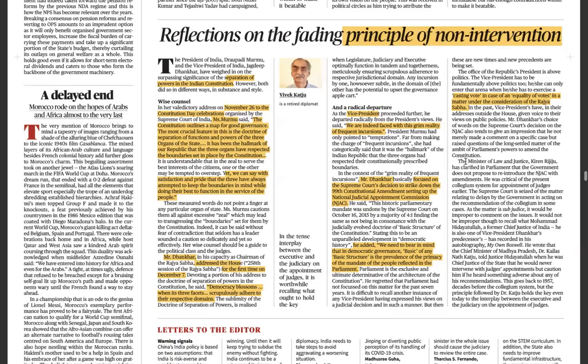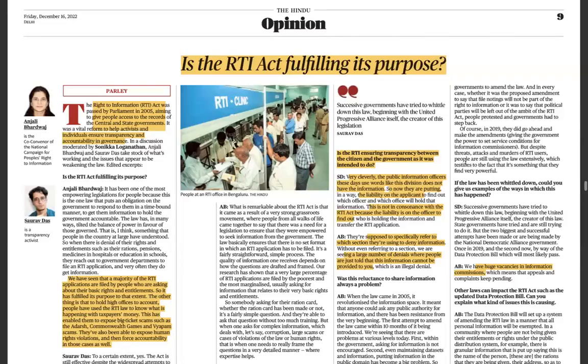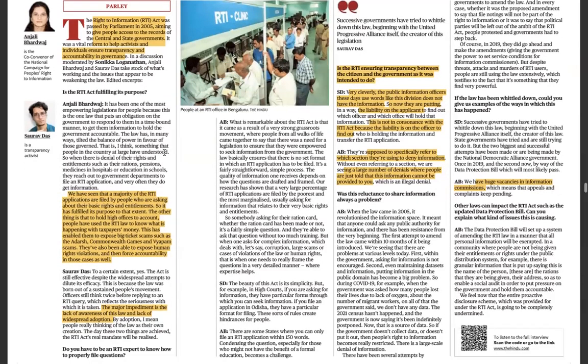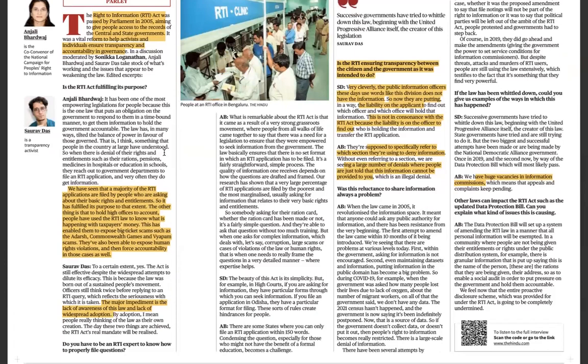And moving ahead, so is the RTI Act fulfilling its purpose? So the RTI Act, as we know, was passed in the Parliament in 2005, aiming to give people access to records of the central and state governments. And it was a vital reform to help activists and individuals ensure transparency and accountability in the governance system. When we talk about whether it is fulfilling its purpose or not, these are the views of the authors Anjali Bhardwaj and Saurav Das.